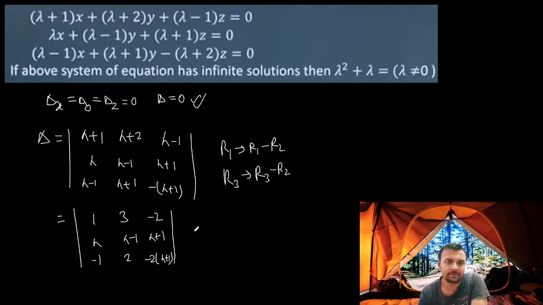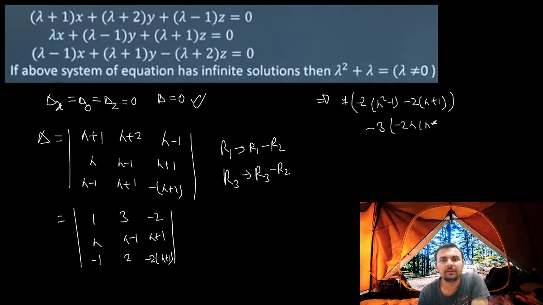Okay, can we expand it? Let's expand it. 1 minus 2 times (lambda square minus 1 minus 2 lambda plus 1), minus 3 minus 2 lambda times (lambda plus 1). This is plus (lambda plus 1). This is minus 2 times (2 lambda plus lambda minus 1). This should be equal to 0.